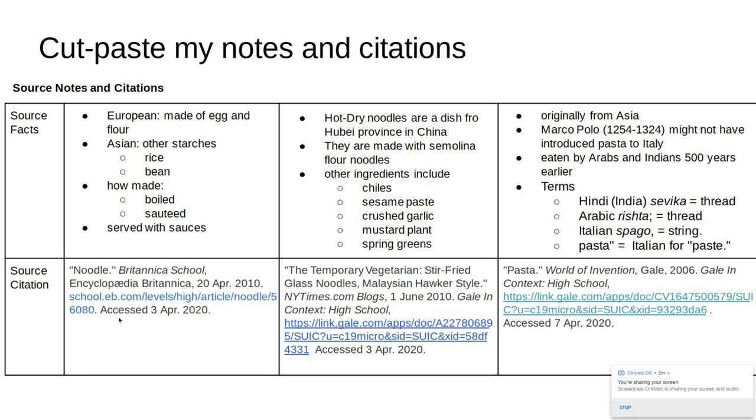I'd like you to note here, these 3 sources don't have an author. They only have a title. So when you cite these sources without an author, just cite with the title. Or you can abbreviate the title. For example, this one you could abbreviate Temporary Vegetarian or Hawker Style. This one you could just abbreviate Pasta.